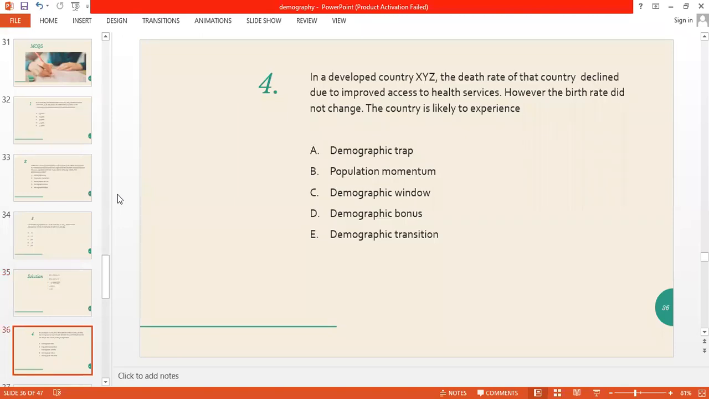In a developed country XYZ, the death rate declined due to improved access to health services. However, the birth rate did not change. The country is likely to experience a demographic trap, population momentum, demographic window, demographic bonus, or demographic transition. A is the right answer, demographic trap.